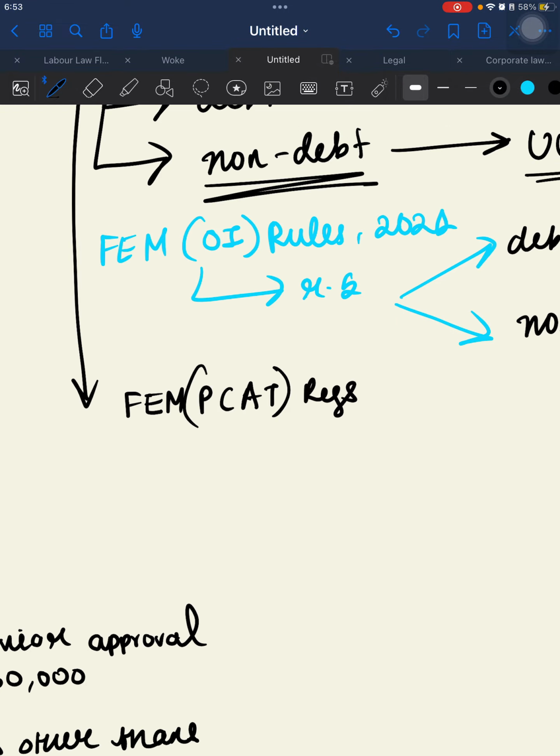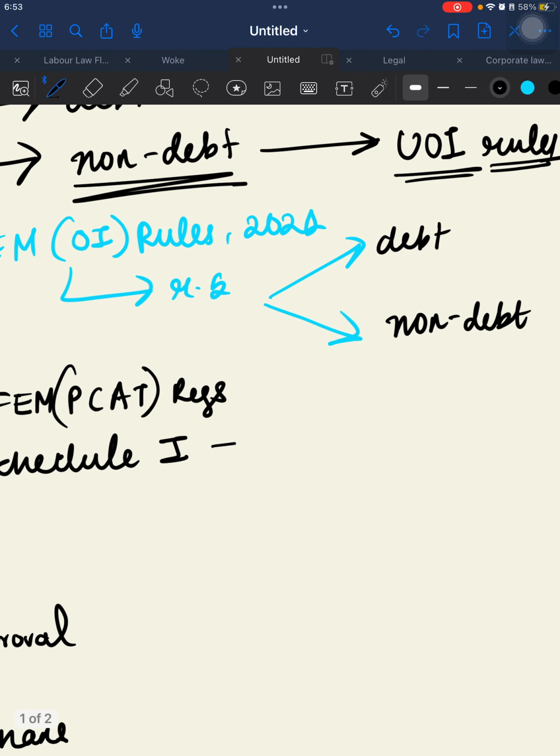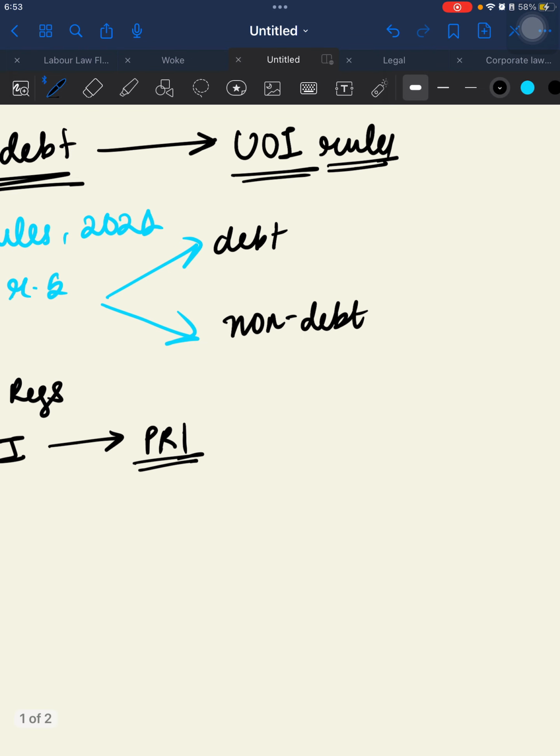You have two schedules under this. One is Schedule 1. This governs investments made by PRIs, that is persons resident in India, where your asset is outside India, right? So basically this is outflow of money.